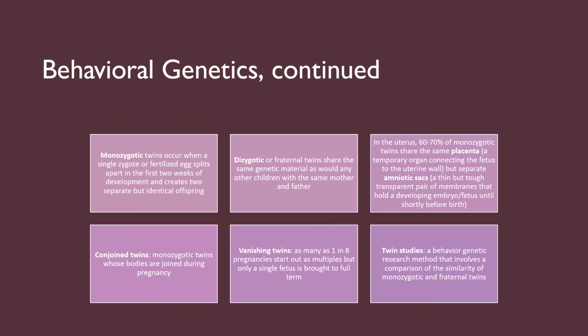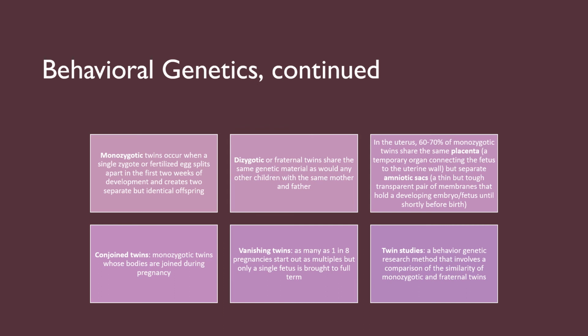So what is this monozygotic twins? This occurs when a single zygote or fertilized egg splits apart in the first 2 weeks of development and creates 2 separate but identical offspring. So they came from one egg, nag-split. They are identical, or monozygotic. They came from one zygote. And then dizygotic or fraternal twins share the same genetic material as would any other children with the same mother and father. In the uterus, 60 to 70% of monozygotic twins share the same placenta.